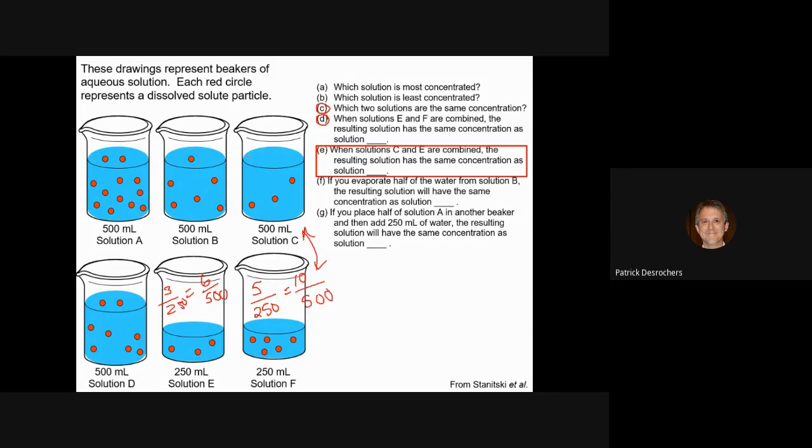So what was this one? This is 3 over 500. This one was 6 over 500. That was 5, 6, 7, 8, 9, 10, 11, 12, so that was 12 over 500. This one was 8 over 500.